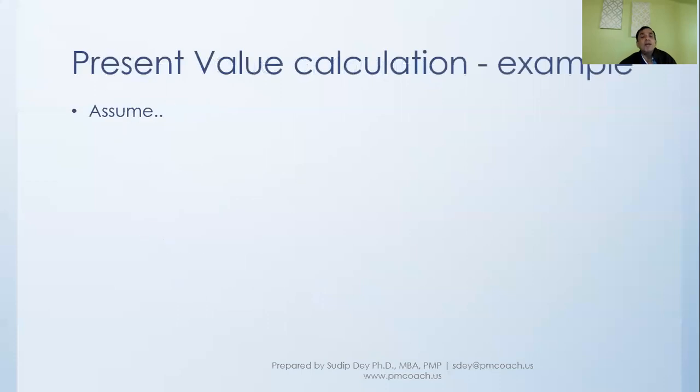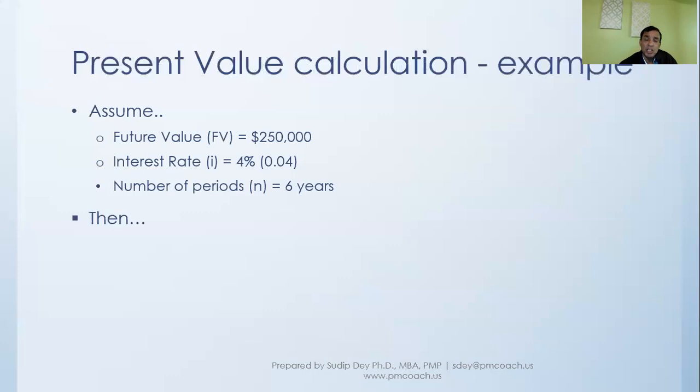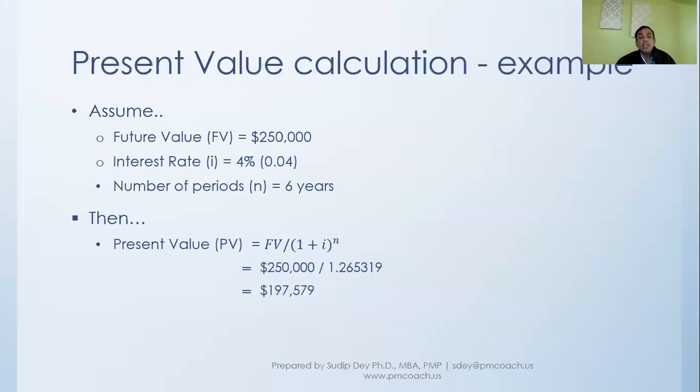And if we plug in numbers and say the future value, someone is offering me 250,000 in the future, and I want to see what it means today. If the interest rate we again say 4% and the number of years is 6, and we make this calculation by plugging these numbers in this particular formula, what we'll realize is it is 197,579. So at this rate, the future value of 250,000 amounts to 197,579.